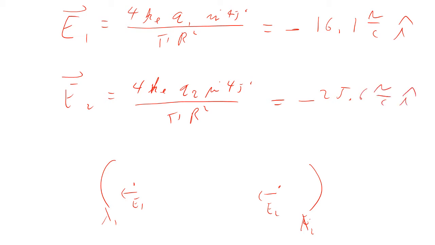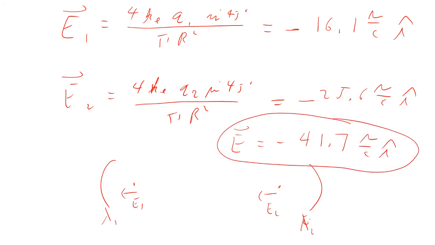And so therefore the total E is going to be equal to minus 41.7 newtons per coulomb in the I direction.